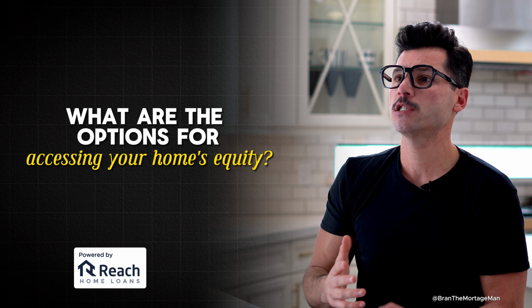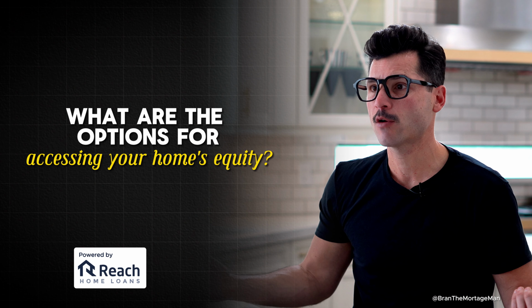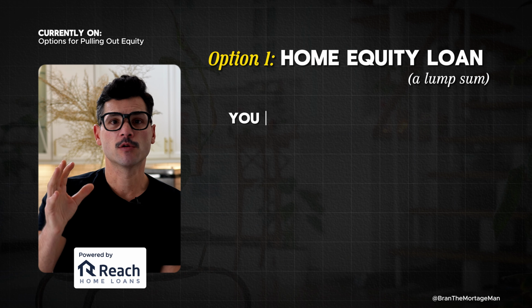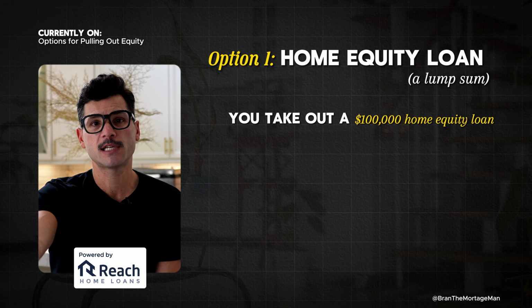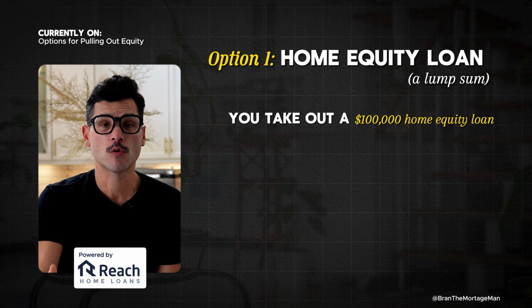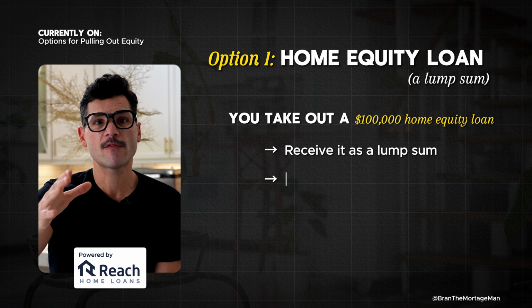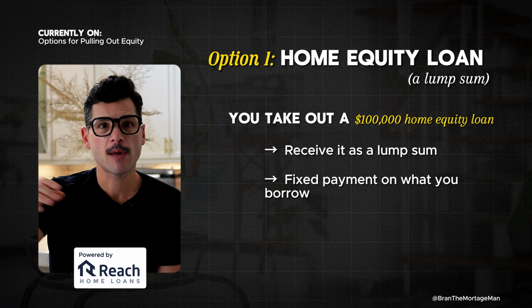Now, what are the options for actually accessing your home's equity? Well, like I said, you can have a home equity loan, which is going to be a lump sum. So let's just say you have equity in your property, you want to take a $100,000 home equity loan. You'd receive $100,000 and you'd receive it as a lump sum, and you'd have a fixed payment on that amount of money you borrow.